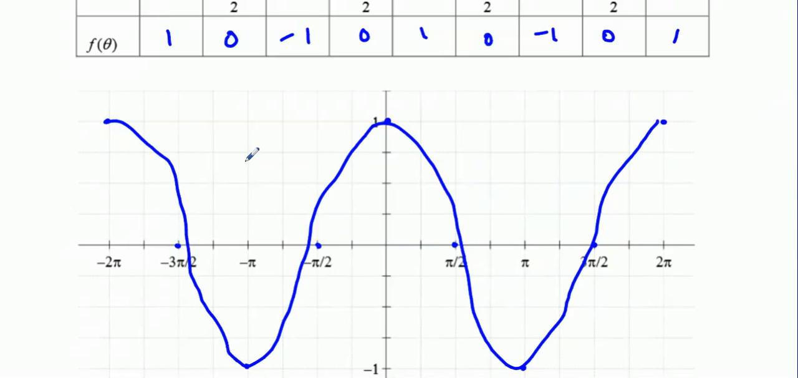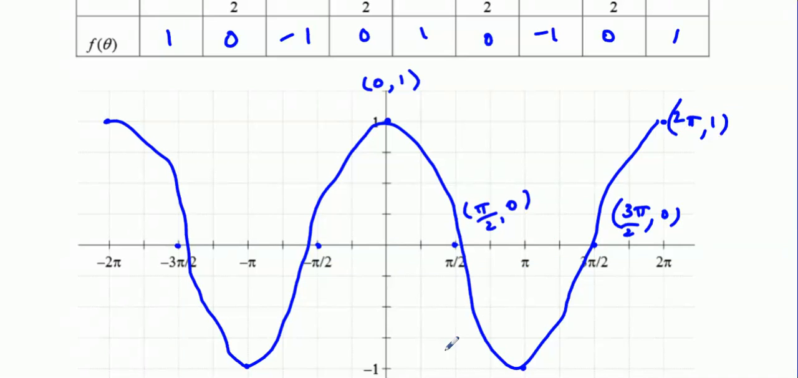Okay. All right, so 5 points labeled. I don't care which 5. So this is 0, 1. This is pi by 2, 0. This is 3 pi by 2, 0. This is 2 pi and 1. And down here we've got pi and negative 1. Okay, so 5 points.